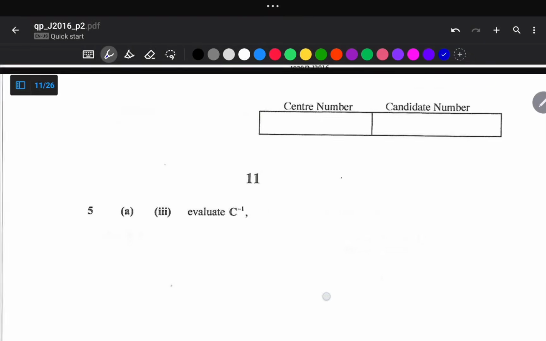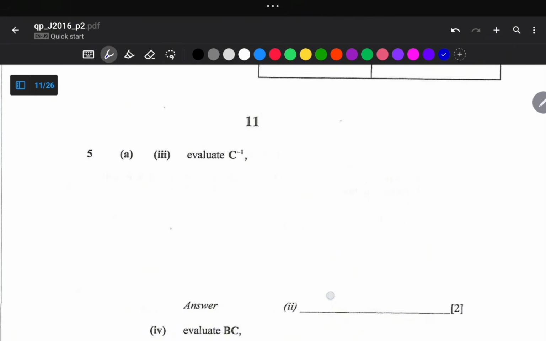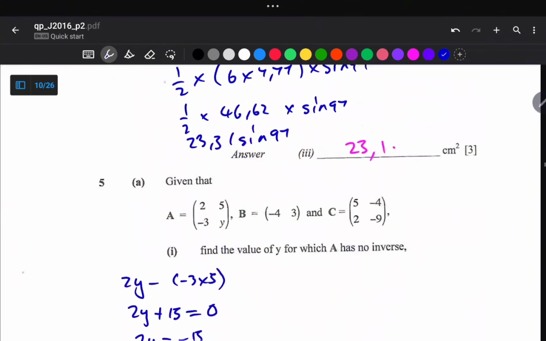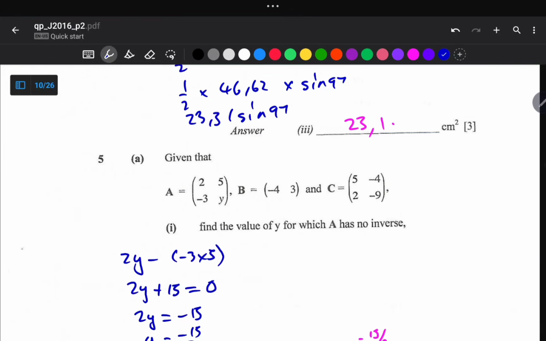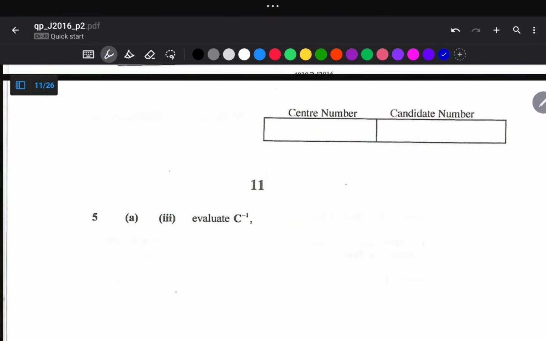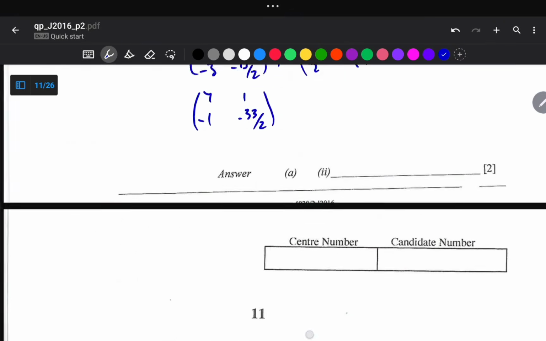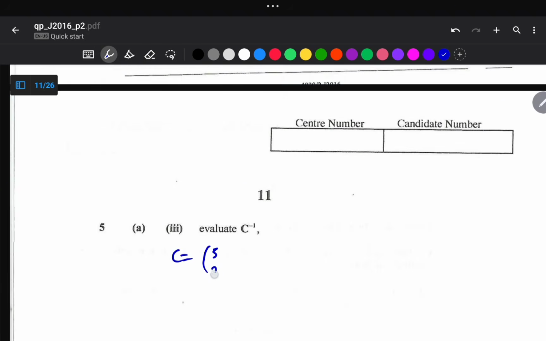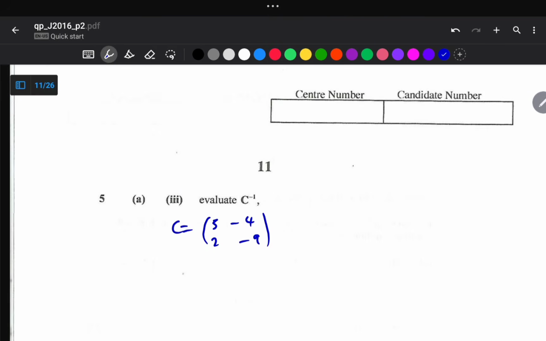Okay, so we are also required to find the inverse of C. So given that the matrix C is equal to 5, 2, -4, -9, for us to calculate the inverse of this matrix, the first thing we need to do is to calculate the determinant of this matrix C.